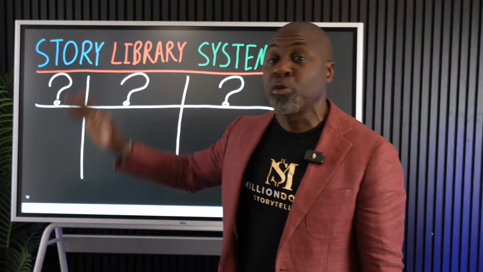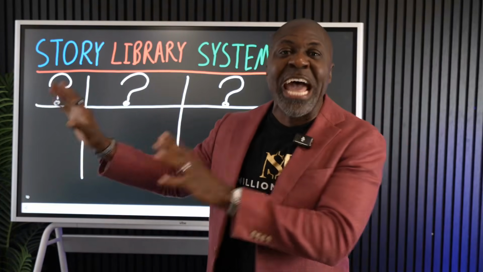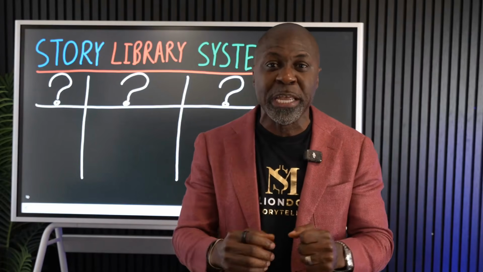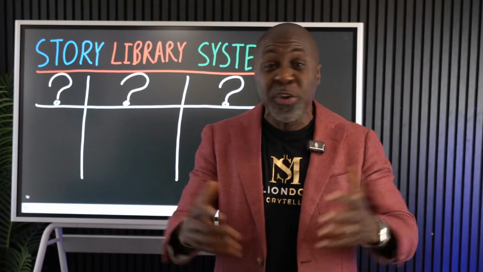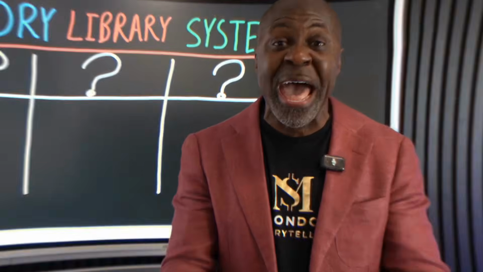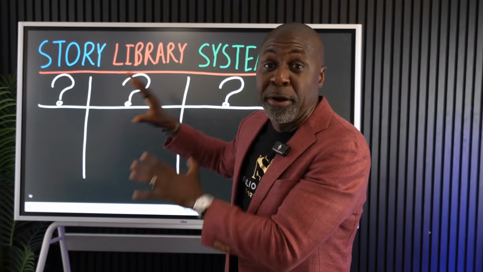We're going to start off with three very simple columns. And this is going to be your database. This is going to be your reservoir. Anytime you need a story, you'll be able to easily retrieve it. Now, you can decide whether you're going to write this down in a notepad, or create an Excel spreadsheet. It doesn't matter. The most important thing is that you're developing this library system.